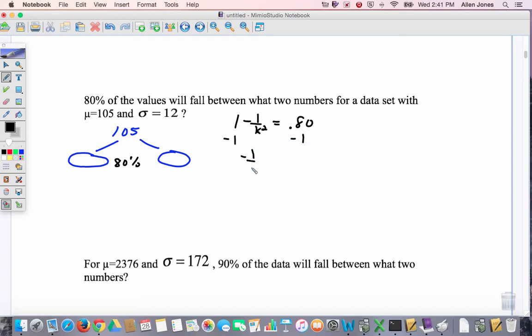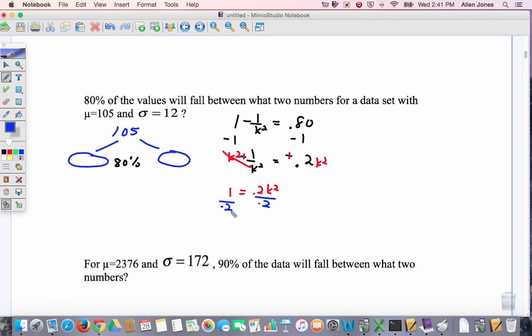So I'm going to go through the step-by-step process to revisit our algebra here. First thing I would do is subtract 1 from both sides, so negative 1 over k squared equals negative 0.2. Since both sides are negative, I'm going to multiply both sides by a negative 1 and make both sides positive, just to make things easier to work with. Right after that, I'm going to multiply both sides by k squared. That way I can get rid of my fraction over here. 1 now equals 0.2 k squared.